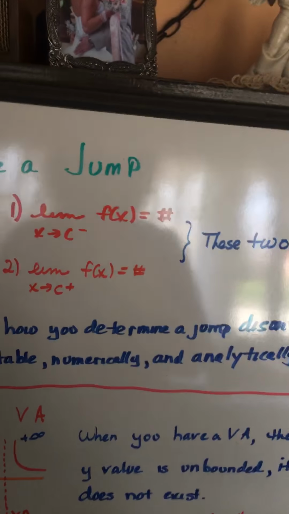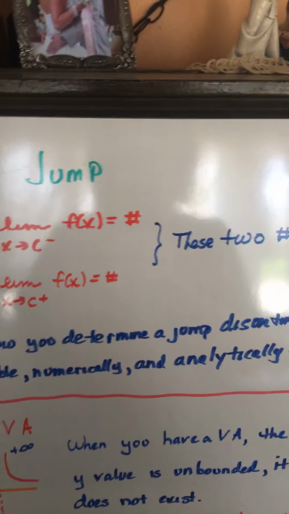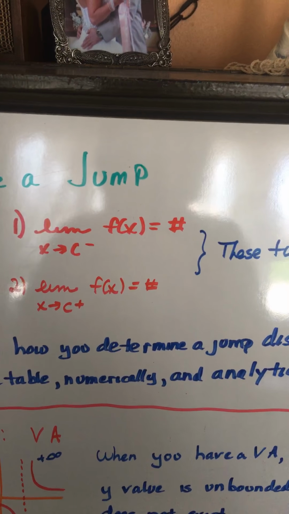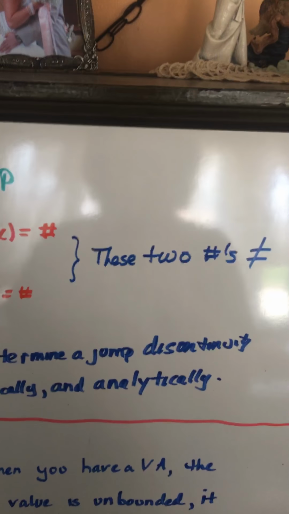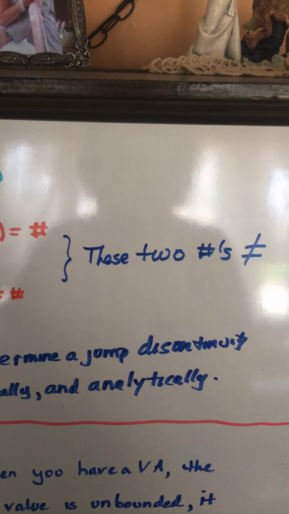Now, some things we need to know. To be a jump, you're going to get a number from the left and a number from the right. These two numbers can never be equal.